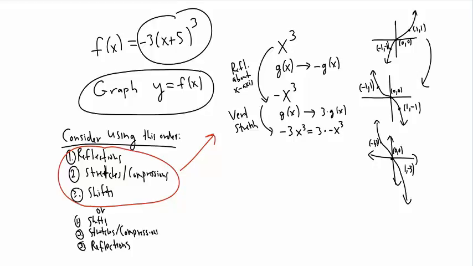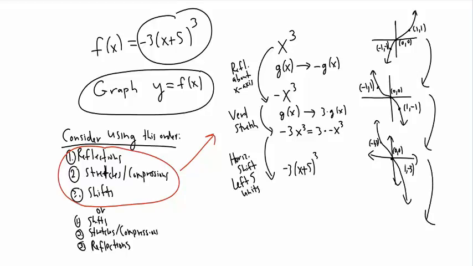And one more. We have x plus 5 in the formula for f. So I will take this formula, and I will replace x by x plus 5. So this is a horizontal shift, left 5 units. And now we've arrived at the formula for f. So here is the graph of f.